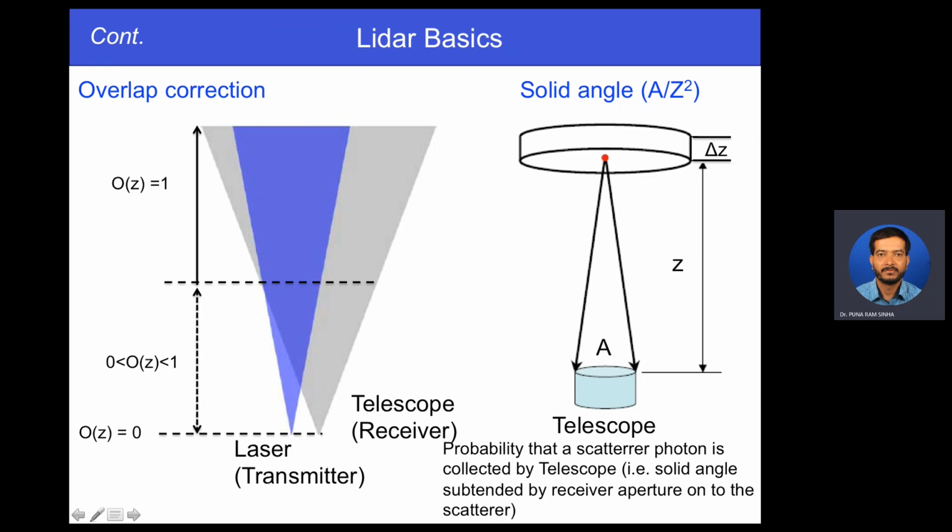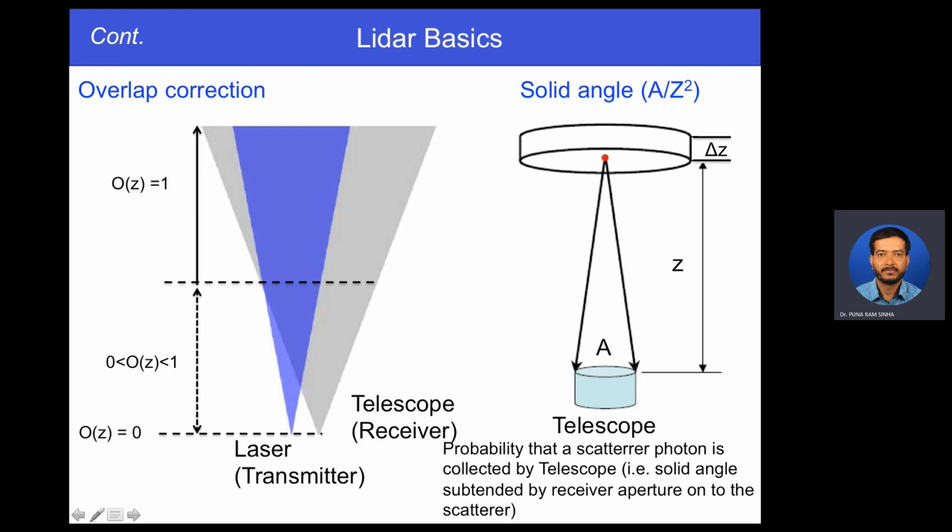But as you go up, the backscatter signal will be aligned, and it will be within the field of view of the receiver telescope. So you'll get the maximum radiation within the field of the telescope. You can see here, above this altitude it is perfectly overlapped, so basically all the backscatter is collected by the telescope. So we have overlap O(z), the overlap correction, is 1.